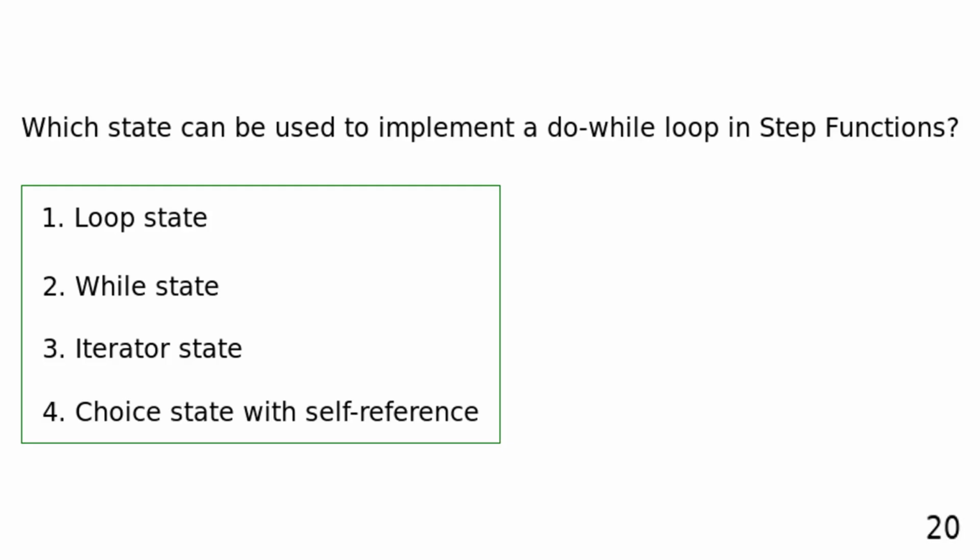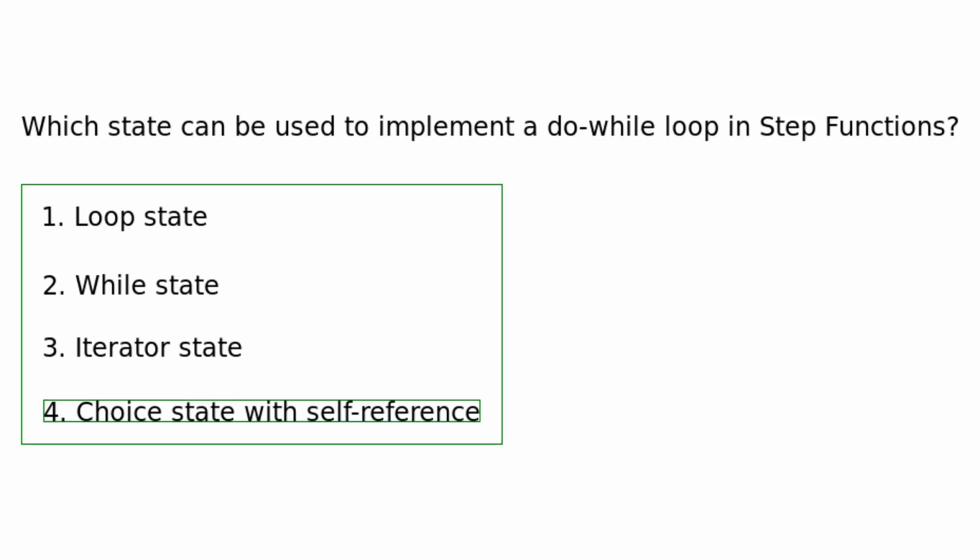Which state can be used to implement a do-while loop in Step Functions? Loop state, while state, iterator state, choice state with self-reference. A do-while loop in AWS Step Functions can be implemented using a choice state that references itself as the next state when the condition is true.